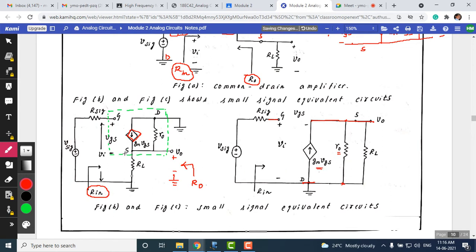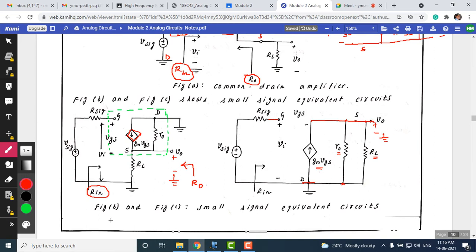Now let us see RL. RL is connected between source and the drain. RL here which you are seeing is connected between the source and the drain. Output is measured between the source and the drain, source and the drain ground. So output is measured between the source and the drain.